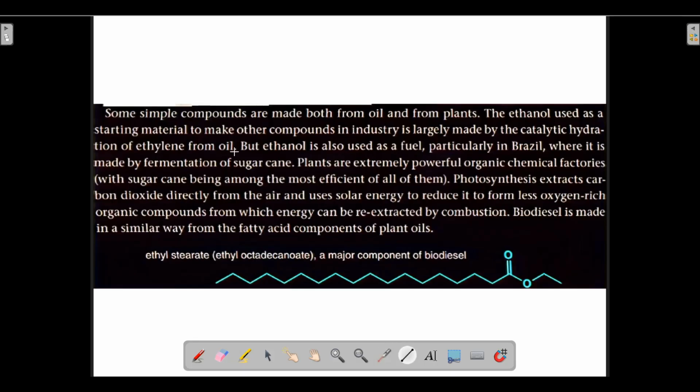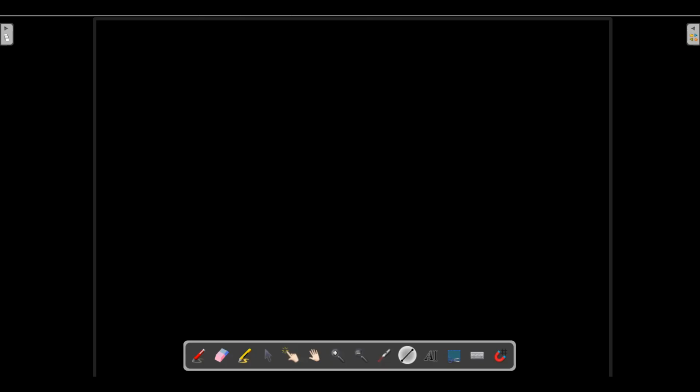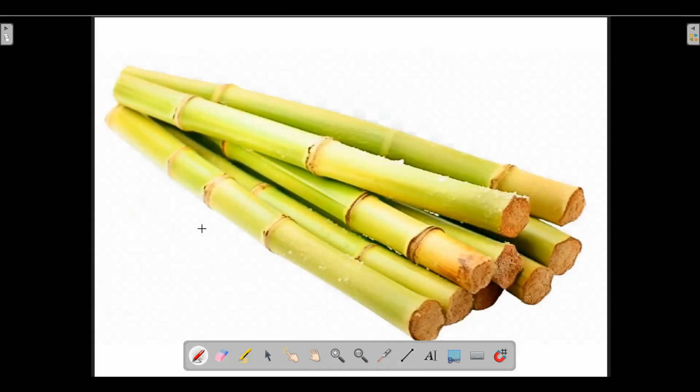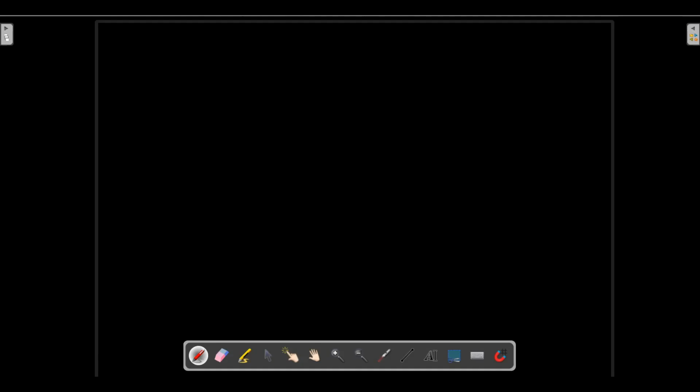For example, in Brazil, ethanol is used as a fuel, and it is obtained from the fermentation of sugarcane. And sugarcane looks something like this. This is how sugarcane looks like. In Hindi, what is sugarcane called? In Hindi, sugarcane is called ganna.